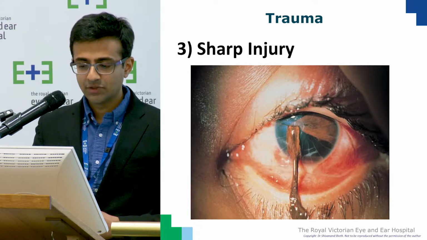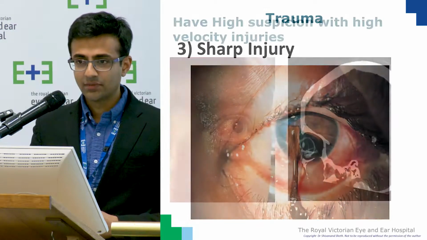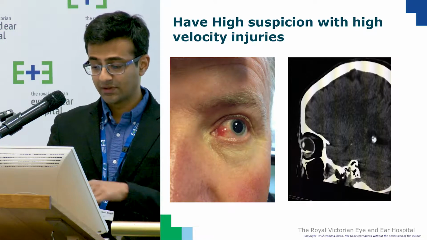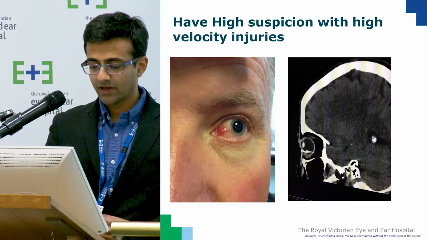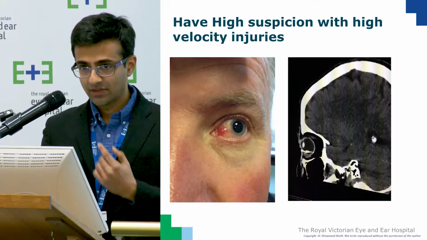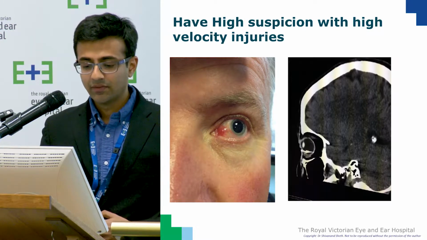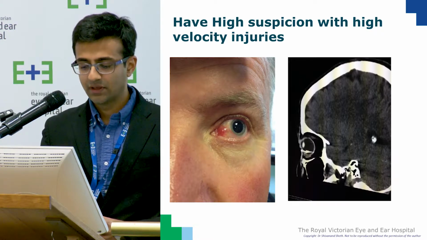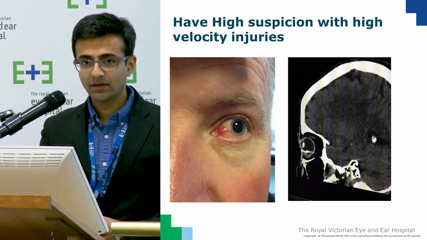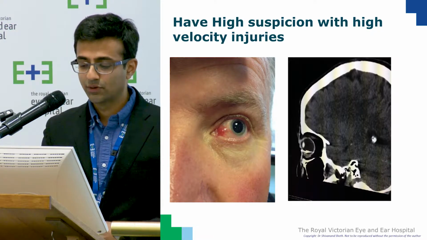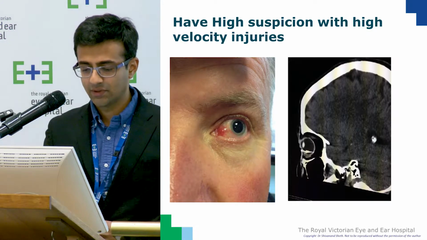Important to have high suspicion with high velocity injuries. So, slide. Oh yeah, so this is a penetrating injury. So that was the pupil hanging out of the eye. That's iris tissue outside the eye after a sharp injury. So this pupil is gone. Sometimes with a high velocity needle injury, there are very little external signs. You may just see a subconjunctival hemorrhage, but the rest of the damage might be inside the eye. That's why, as I said, if you just see a subconjunctival hemorrhage but it's a high velocity injury, you need to have a low threshold to send them to us.